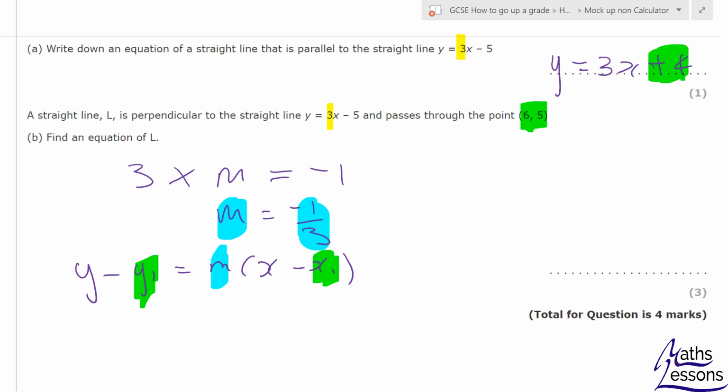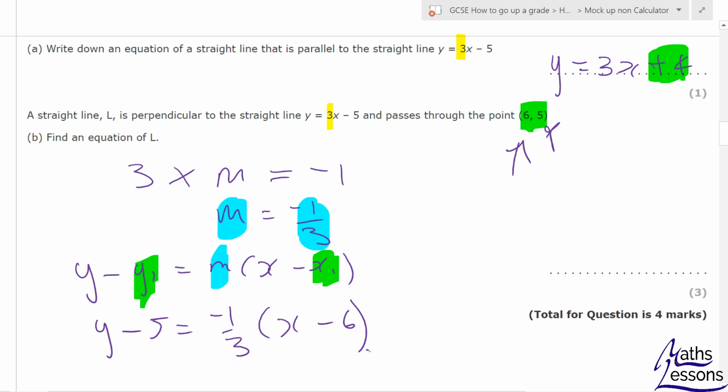You can do this, in my opinion. So you do y minus the y value from over here, which is 5, equals m, which is minus 1/3, times x minus the x value, which is 6. That's the equation of a line. Now it doesn't ask you to simplify it, so this would be a perfectly good answer to the question and get you full marks. If you do want to simplify it, the best thing to do is get rid of the fraction by multiplying by 3.